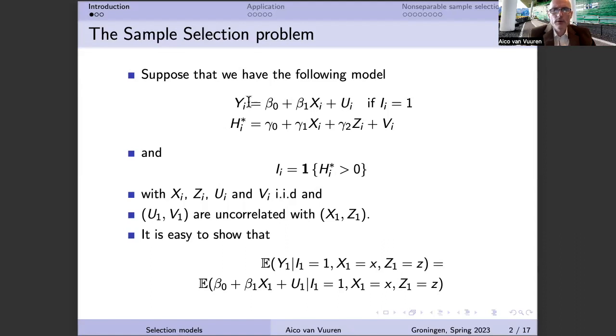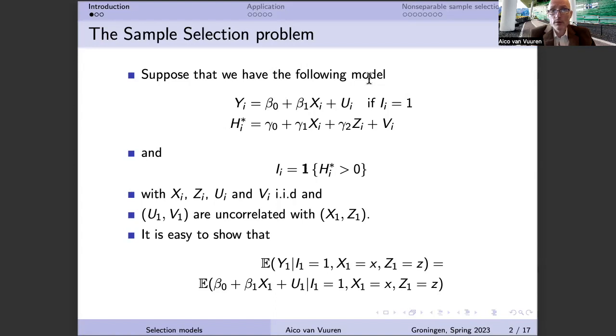Usually we have two different equations, but here I have written it down in three different equations. The first equation is usually called the outcome equation, and it has y_i at the left hand side, and on the right hand side we have beta 0 plus beta 1 x_i plus u_i. And what we're going to assume is that y_i is only going to be observed in the case that I is equal to 1.